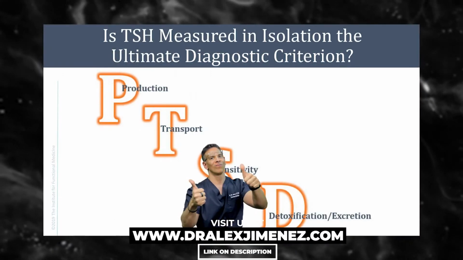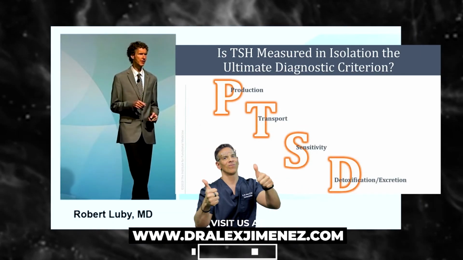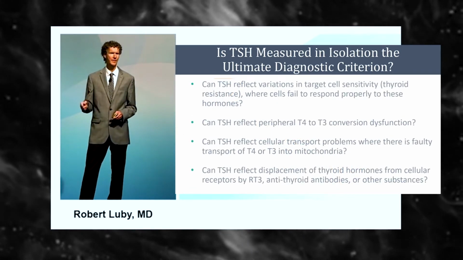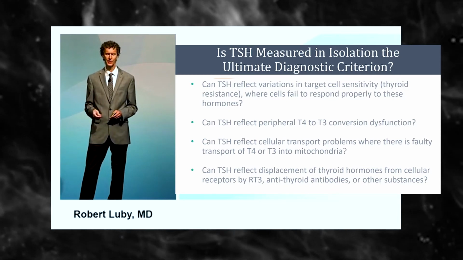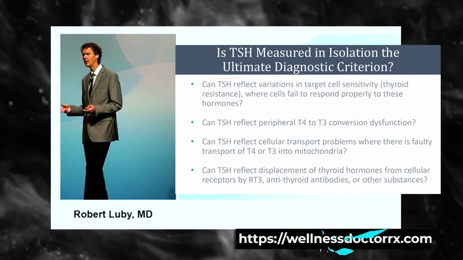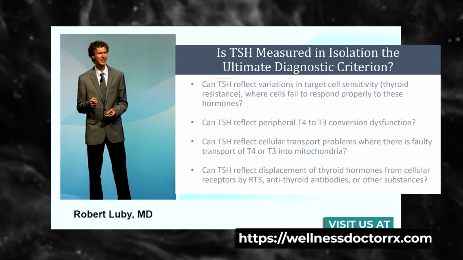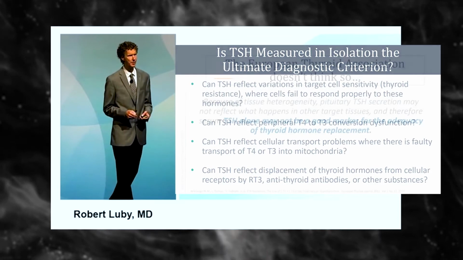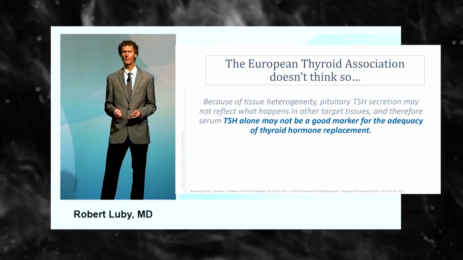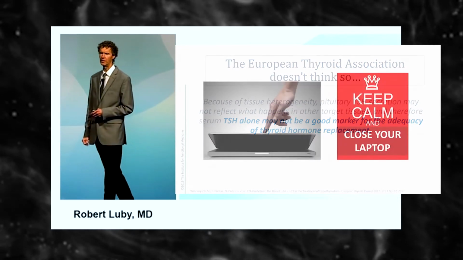In the context of PTSD, if TSH is the sole criterion, it would have to detect changes in production, transport, conversion, and sensitivity of thyroid hormone, which would lead us to ask these questions. Can it reflect variations in sensitivity, in conversion, in transport into the mitochondria, in replacement off a receptor? We think the answers are no, no, no, and no. So we may need to consider something in addition to TSH, and the European Thyroid Association agrees with this. In terms of T4 replacement, they have concluded from the evidence that TSH alone may not be a good marker for the adequacy of thyroid hormone replacement.